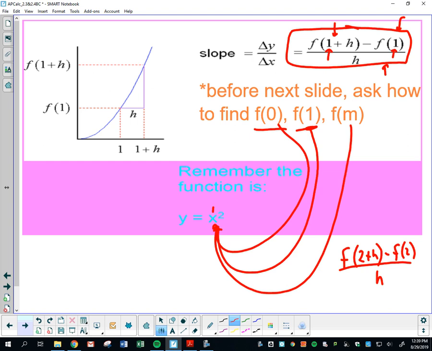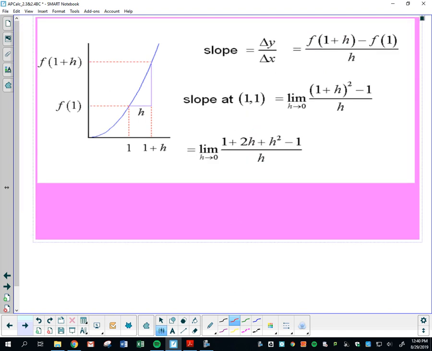Oh my goodness, most students say, how do I do f of 1 plus h? Well, in place of x, you substitute a 1 plus h, the same way you plug an m in. In this case, you're plugging in kind of an expression. And we'll talk a little bit more about this soon. So here's the mathematics behind it.